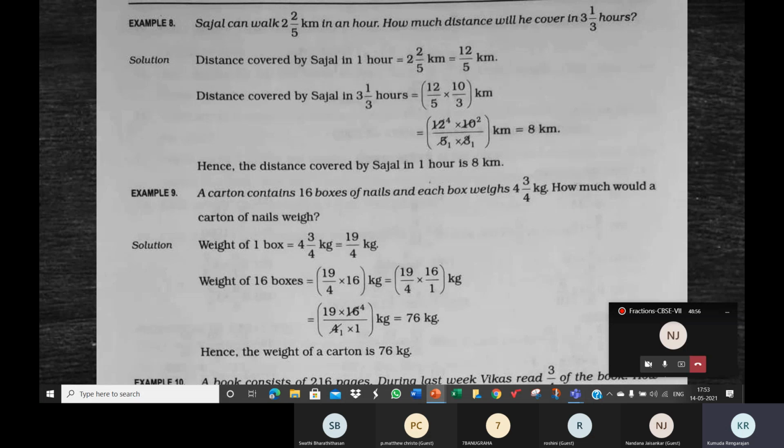Tell me what's the answer. 1 hour, 2 kilometers, 3 hours. Yes, 6 kilometers. 1 hour you can walk 2 kilometers. In 3 hours you can walk 6 kilometers. So what did we do? We multiplied. 2 into 3, 6. Do the same thing here.